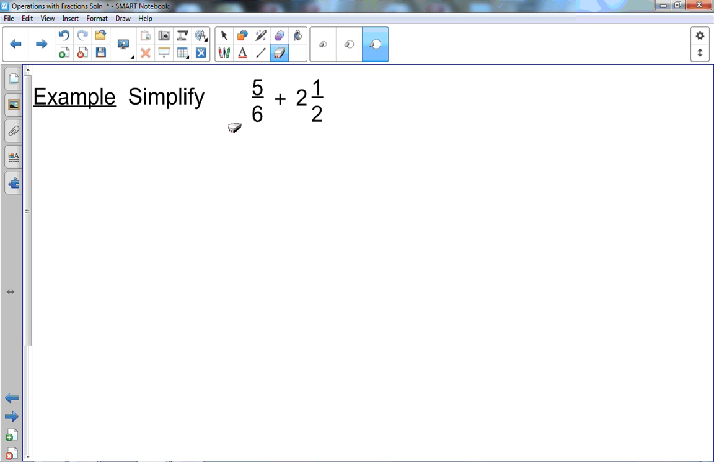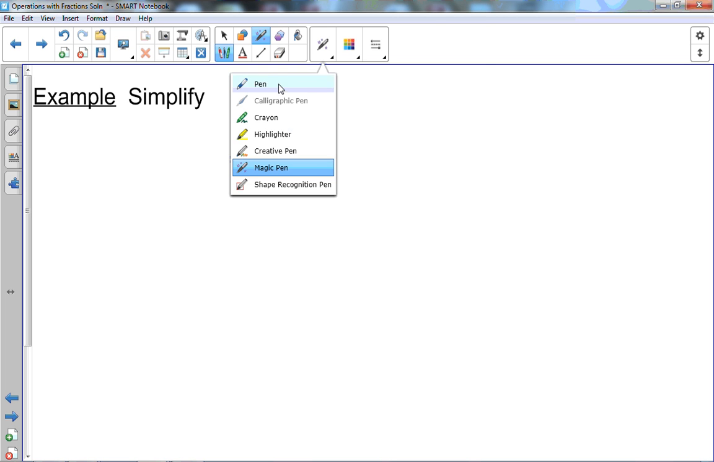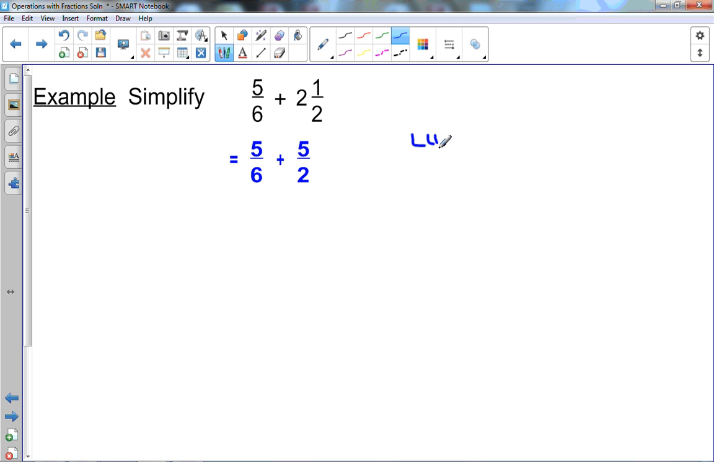So this one, 5/6 plus 2 1/2. Well, following the steps, we must convert any mixed fraction to an improper fraction. So 2 times 2 is 4, plus 1 is 5. So 5/6 plus 5 halves. Now I need to have a common denominator between 6 and 2, which in this case, well, the LCD would be 6, because the multiples of 2 are 2, 4, 6, 8, while the multiples of 6 are just 6, 12, 18. So therefore, the LCD would be 6.